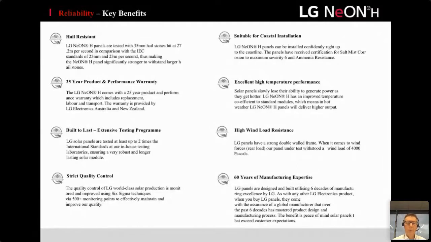So we have a double walled frame for a start, so we can withstand wind loads of 4,000 Pa. That's on the 370 module. We also have 60 years plus manufacturing experience, so we have a lot of global experience and expertise.